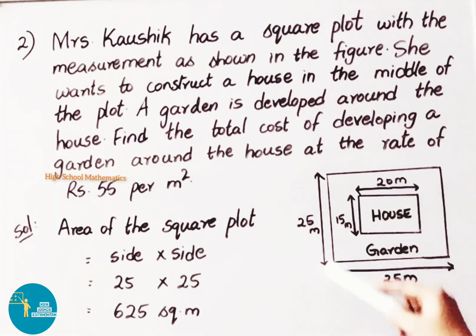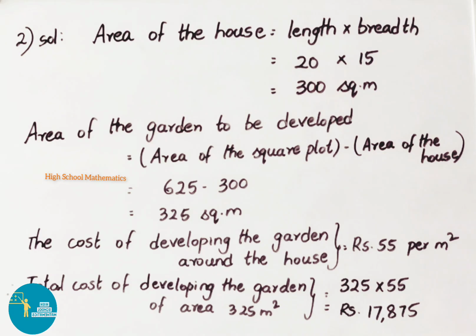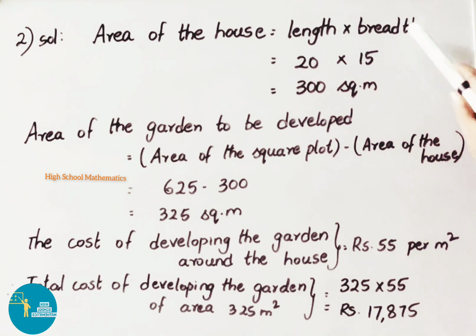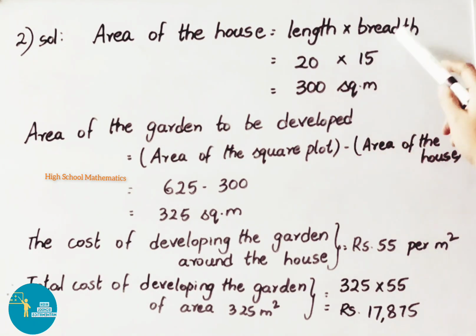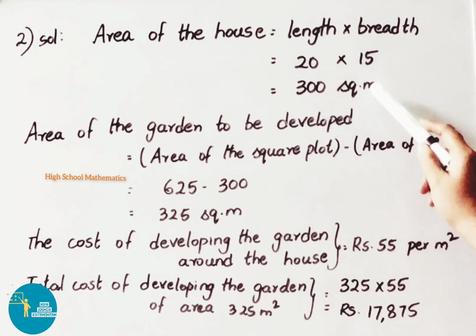First we find the area of the square plot, that is side into side, that is 25 into 25, that is 625 square meters. Next we shall find the area of the house. See now, the area of the house, that is a rectangle. So we know the formula, length into breadth. That equals the length they have given as 20 meters into the breadth they have given as 15 meters. So 20 into 15 is 300 square meters.